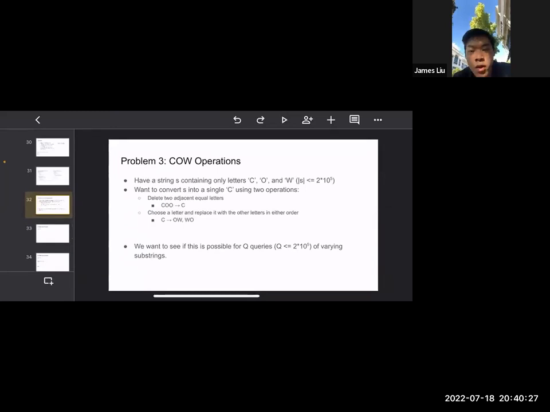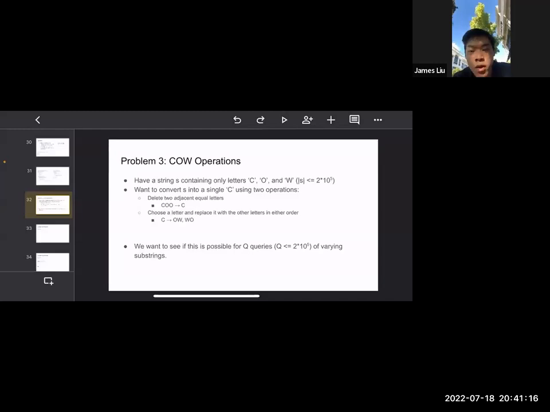Problem: COW operations. Bessie has some string that contains only the letters C, O, and W. So that's a note, right? Only 3 letters. And the length of the string is less than or equal to 200,000. We want to convert this string into a single C using only 2 operations. We can either delete adjacent equal letters, so for COO, we remove the 2 O's to make it a C. Or we can choose any letter and replace it with the 2 other letters in either order. So we can take a C, the other 2 letters besides C are O and W, so we can make it into an OW or a WO.